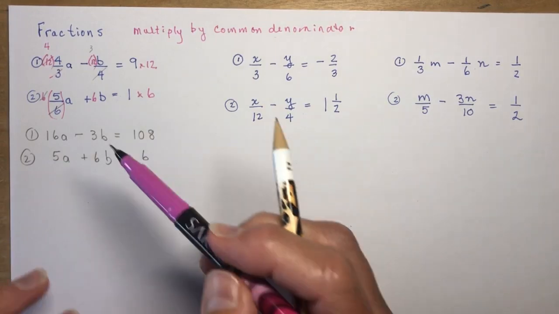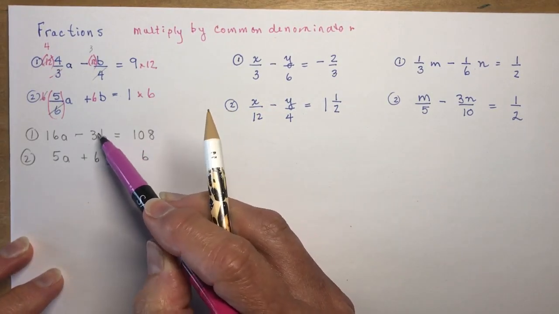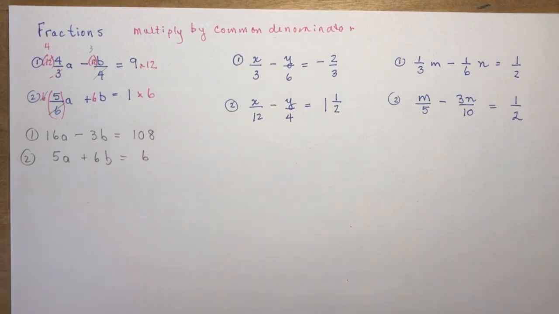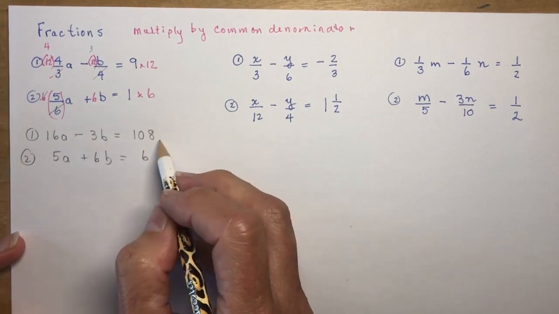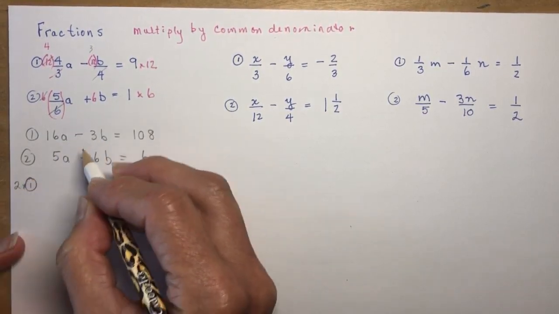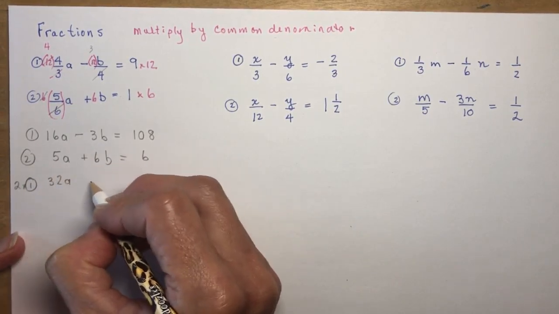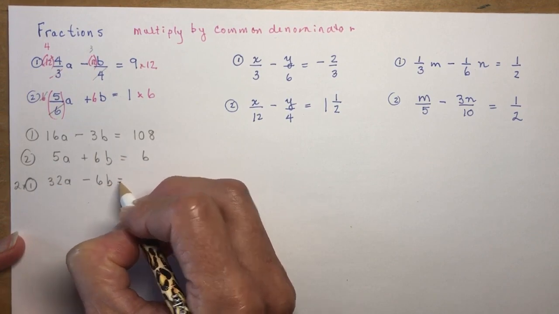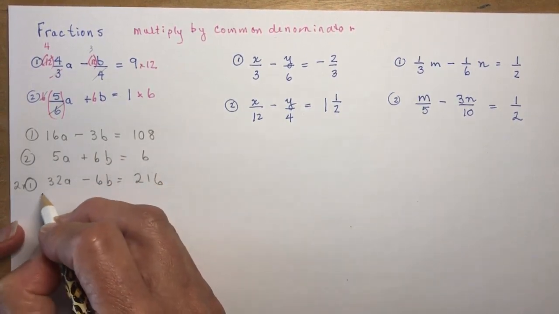So now the easiest one to eliminate obviously is going to be the b here. If I multiply this by 2, I'll have 6, and then we can just work our magic. So this equation we're going to have to multiply by 2. So 2 times equation 1, put it right under. So that's 32a's minus 6b equals 216. Don't worry that the numbers are big.